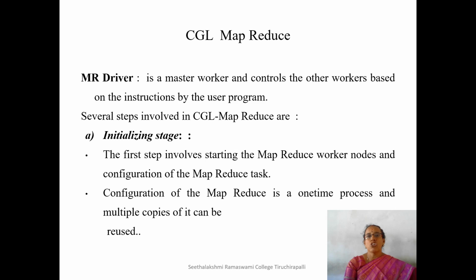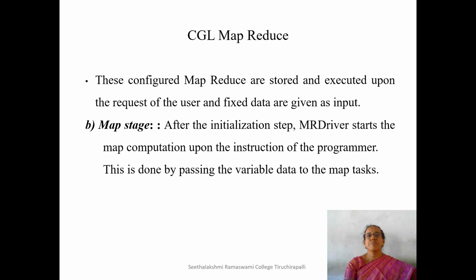Several steps involved in the CGL map reduce are: first is the initialization stage. The first step involves starting the map reduce worker nodes and configuration of the map reduce task. Configuration of the map reduce is a one-time process and multiple copies of it can be reused. These configured map reduce are stored and executed upon the request of the user, and fixed data are given as input.